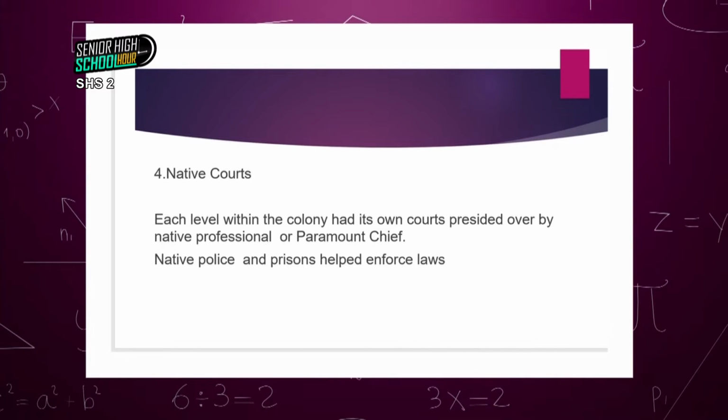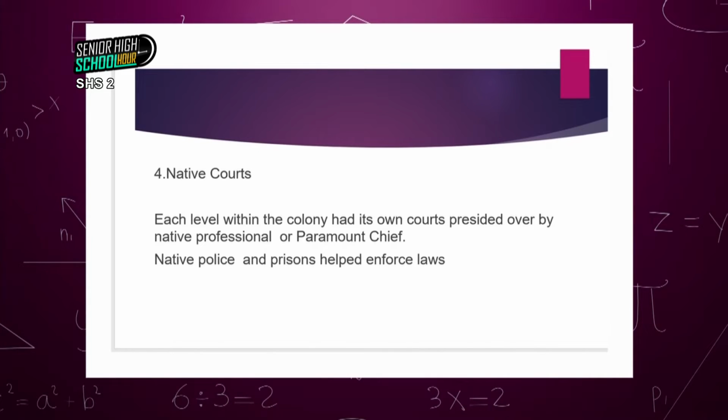and there was an institution of what was known as the native court. Each level within the colony had its own courts, presided over by native professional or paramount chiefs. And therefore, in some parts of Nigeria, the Muslim community were also allowed to provide some Muslim educated jurists or lawyers, or let's say judges, so that they would be able to administer their areas within the colony. But in the Gold Coast, professional lawyers or sometimes paramount chiefs were used as the judges over such issues within the native courts.